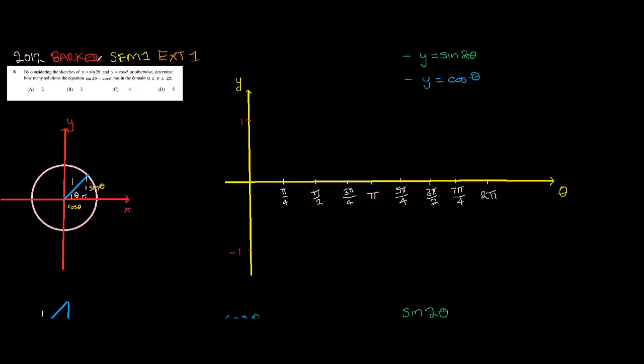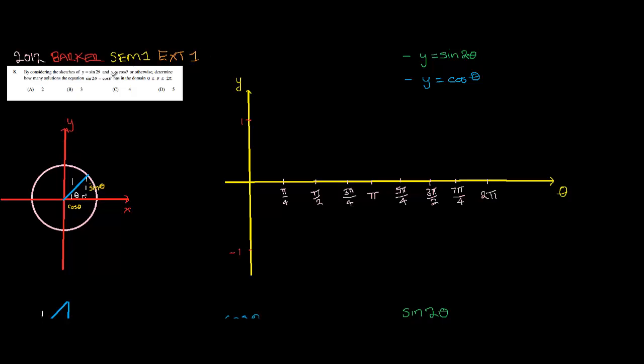It's question 8. It says, by considering the sketches of y equals sine of 2 theta, so there's a little 2 theta in there, it's cheeky, changes things a bit, and y equals cos of theta, or otherwise, determine how many solutions this equation has: sine of 2 theta equals cos of theta, in the domain of between 0 and 2 pi. I've just drawn that little domain up here.